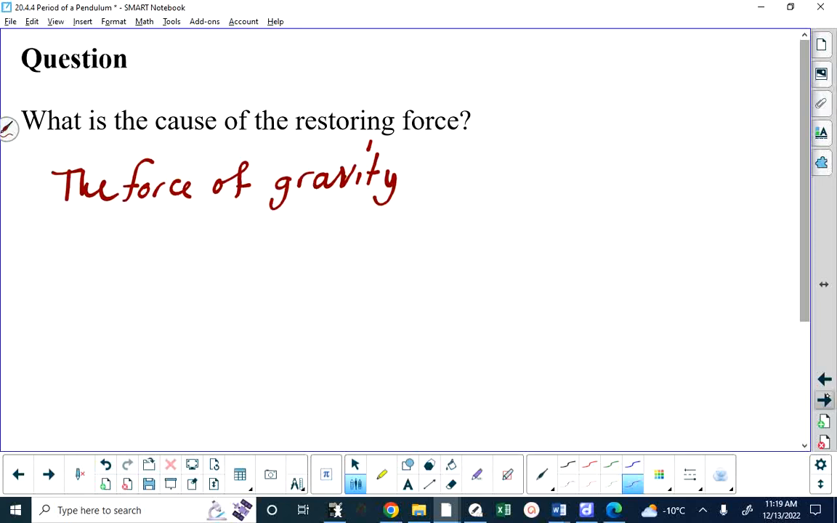So I'm going to add something to this. The force of gravity creates a restoring force. I just really want to highlight for you that the force of gravity is not the restoring force, but it produces the restoring force.